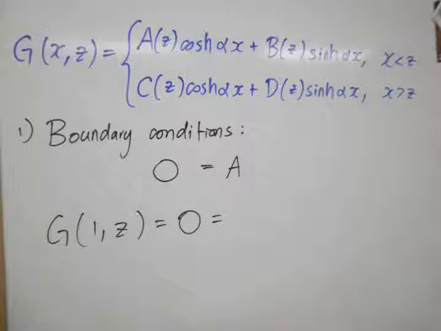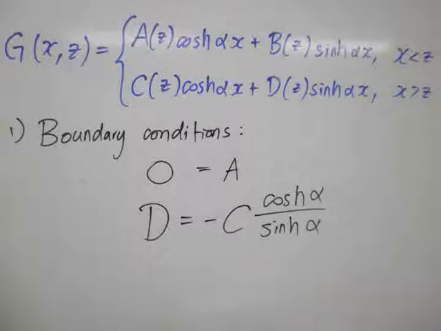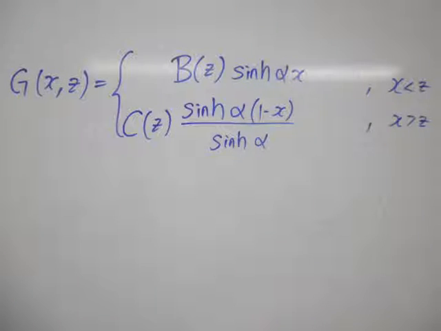The second boundary condition is at x equals 1, where the function is also equal to 0. Putting x equals 1 into the Green's function, we can express d in terms of c. Using this expression of d, we update our expression for the Green's function by substituting d into the equations. In the second line, the expression can be simplified by using an identity for hyperbolic functions.